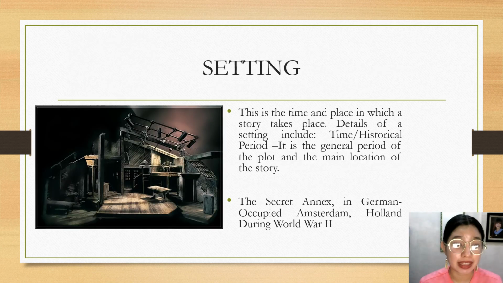So we have the setting, which is considered the time and place in which a story takes place. This is where and when the story takes place. The details of a setting include the time, the historical period, the general period of the plot, and the main location of the story. In the novel The Diary of Anne Frank, the setting is the secret annex in German-occupied Amsterdam during World War II.